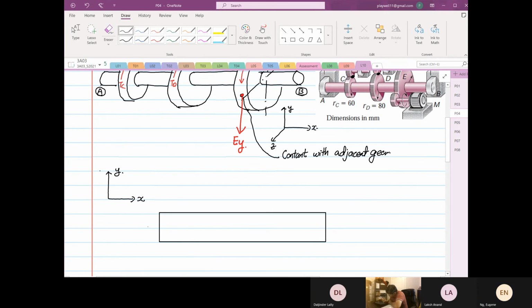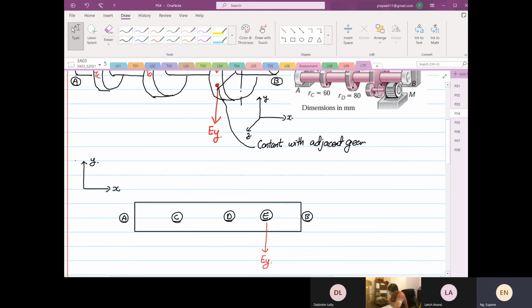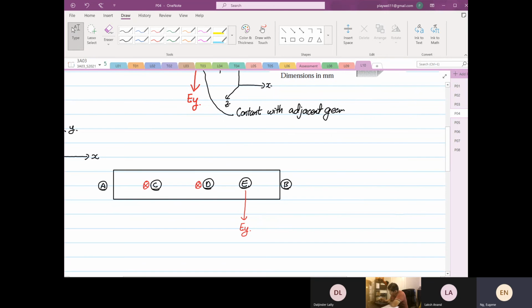So this is our point A. This is our point B. This is our point C, our point D, and our point E. And at point E, you have an EY coming down here. And then at point C and point D, you have your forces going into the page. Like what I taught you in 3D analysis, ignore the crosses and the dots, just analyze the arrow. So if you look at point A now, if we fix at point A, point B will have a reaction force. So this is your BY.